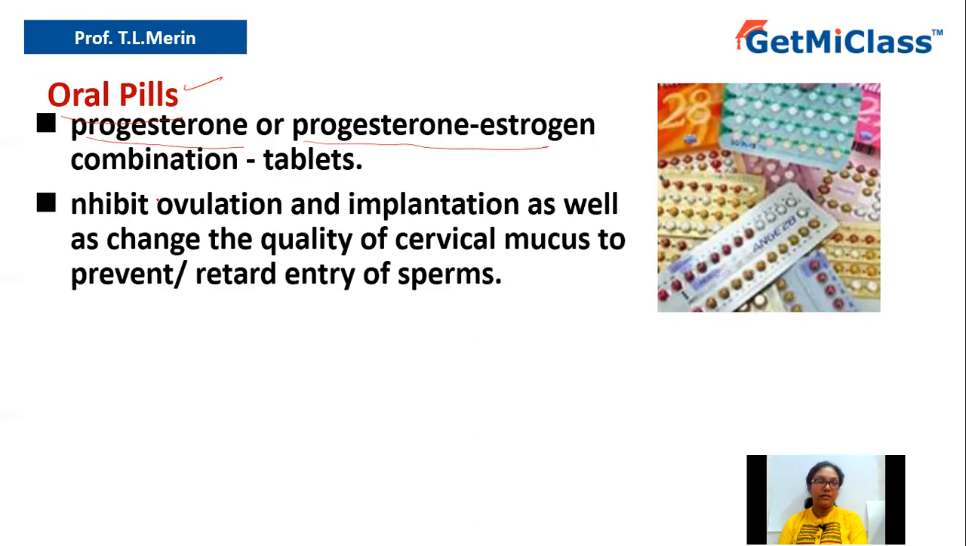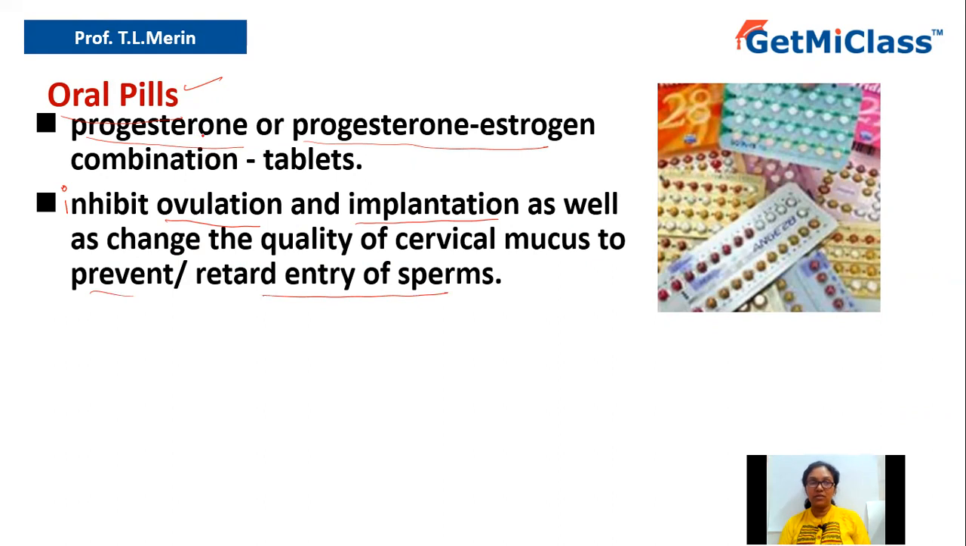Then, what is the function? The function is to inhibit ovulation. Progesterone inhibits the ovulation process and further implantation as well. It also changes the quality of the cervical mucus to prevent or retard the entry of the sperms. Let me explain this to you.